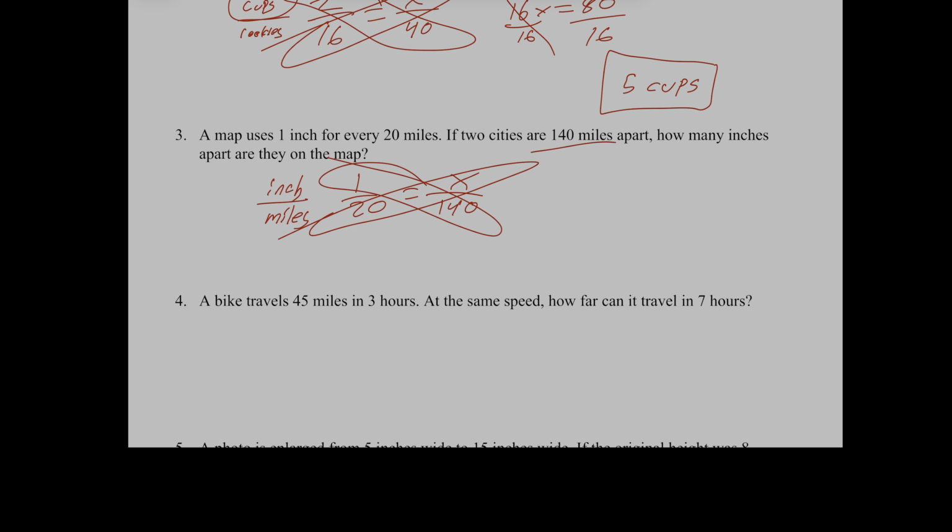Okay, let's do our cross multiplying. And I get 20x equals 140. If I divide each side by 20, I'm going to get x equals 7. 7 what? 7 inches.